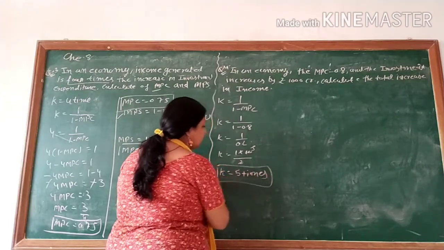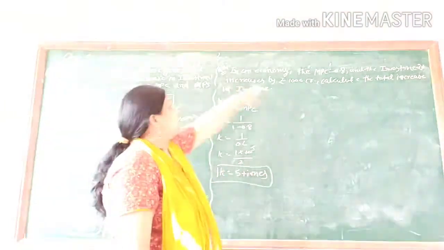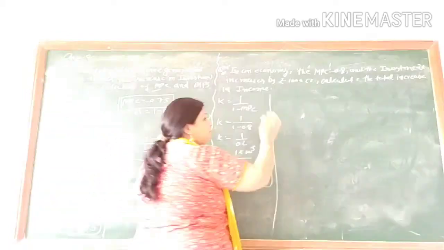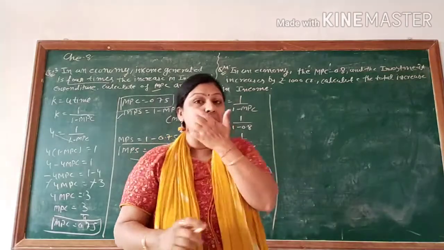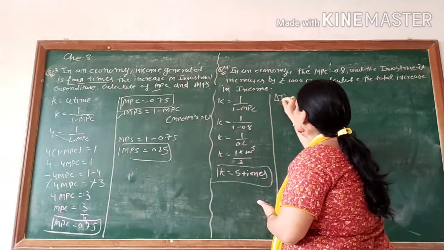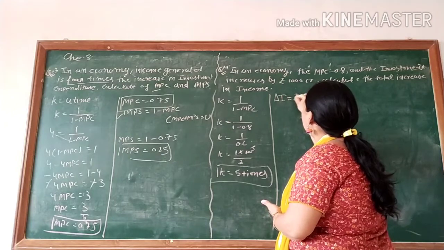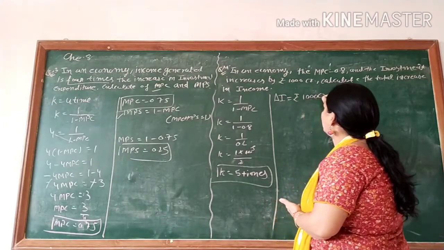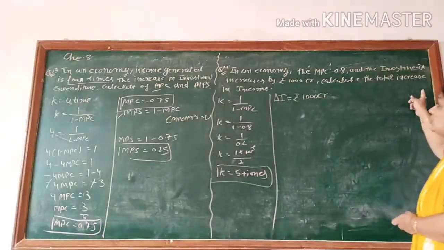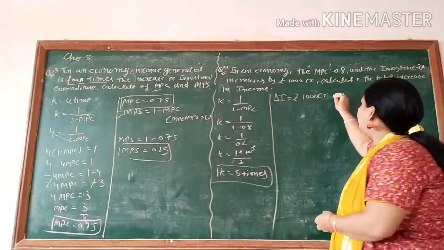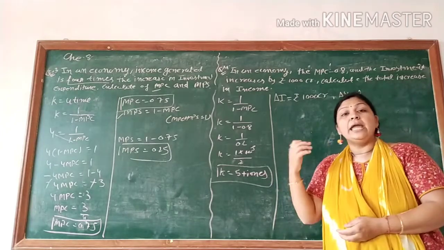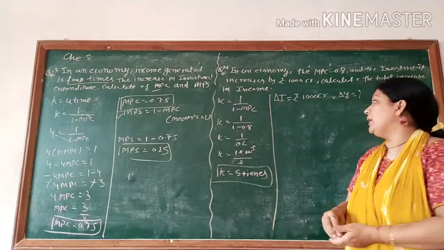Now the question is that investment increased by rupees 1,000 crore. Investment increase means your delta I is given to you. Now calculate the total income increase. It means you have to find out the delta Y, the change in income. इनकम में कितना इंक्रीज हुआ है वो आपको निकालना है.